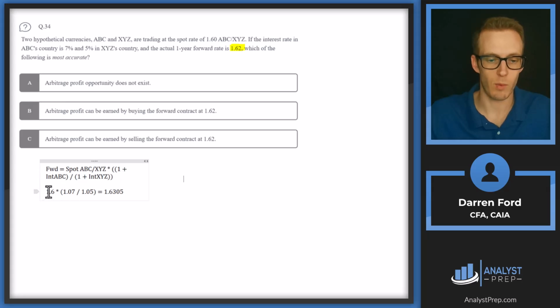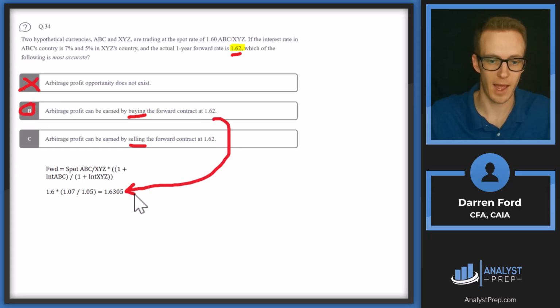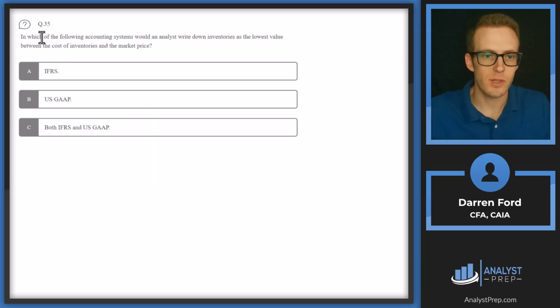So here's what that looks like. We get 1.6 times 1.07 over 1.05, which gives us 1.635. Since this does vary from the 1.62, we can determine that there is an arbitrage profit opportunity. So we need to figure out whether we want to buy or sell that forward contract at 1.62. We want to buy low, sell high. So we'll want to buy at 1.62, and then we'll realize our profit by the actual value ending up being 1.6305. Answer B.